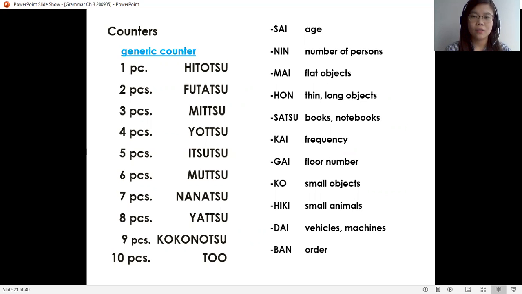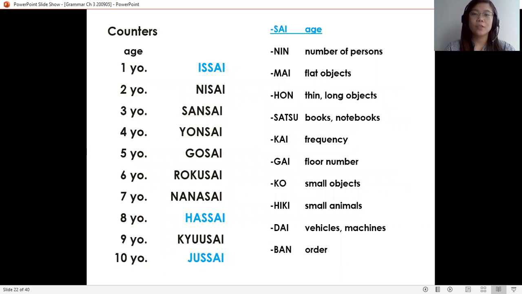Okay, so let's try to go over our special counters. So let's start first with sai. As you can see here in our list, some words are colored in blue. These are the words that have a special sound or special pronunciation that we need to take note of.